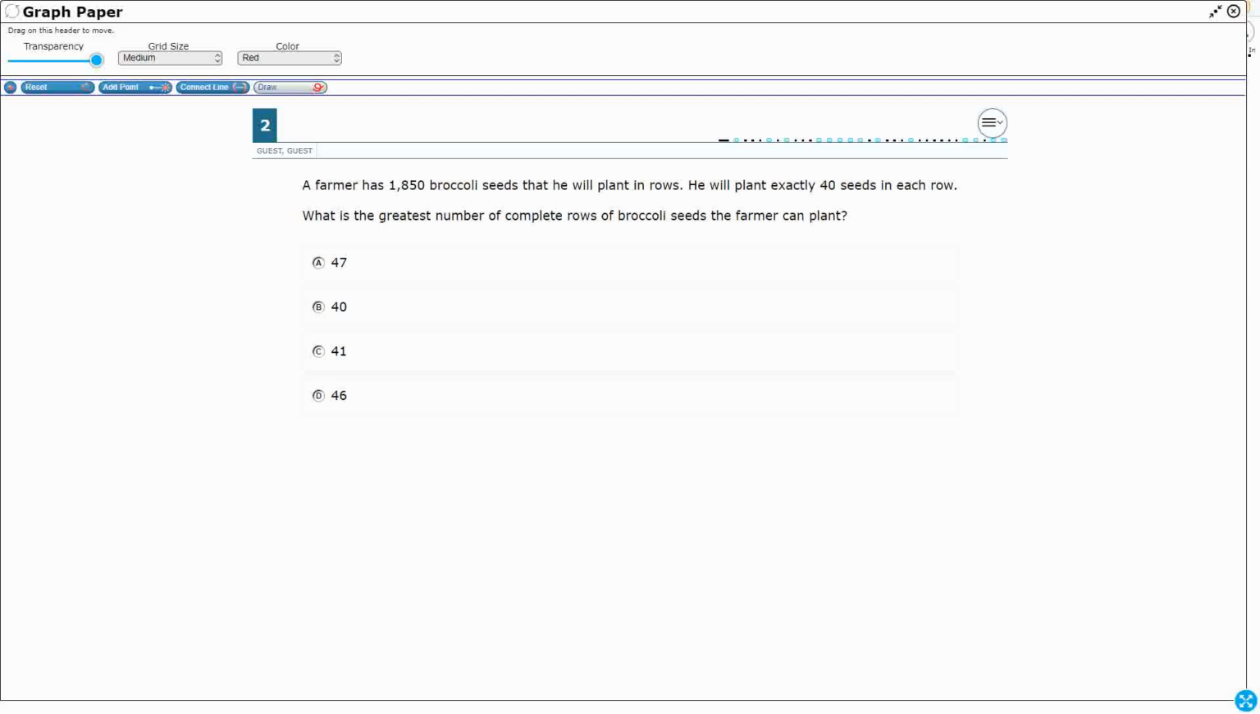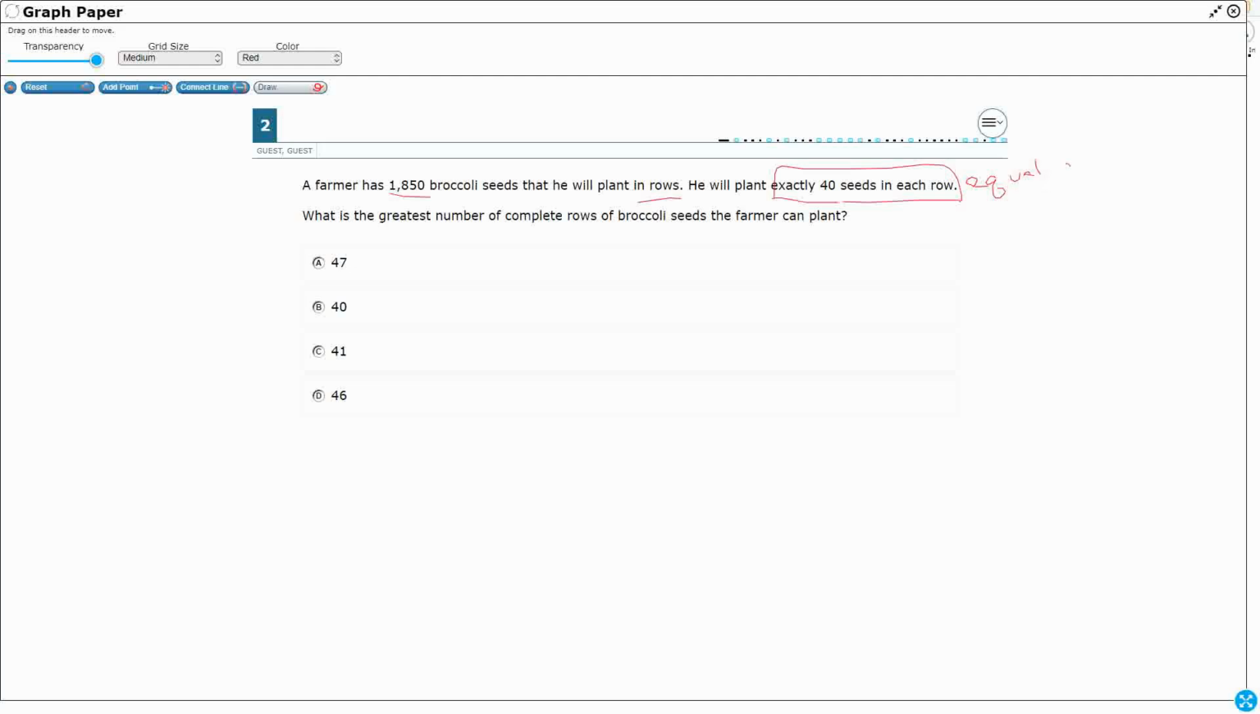So we have a farmer that has 1,850 broccoli seeds. And he's going to plant them in a row, and he needs exactly 40 in each row. All right, so this is always a clue for us as we're trying to make sense of this problem-solving situation. This lets us know that we are dealing with equal groups. And when we're dealing with equal groups, exactly 40 in each row, then that means we need either multiplication or division. That's going to be our clue right there.